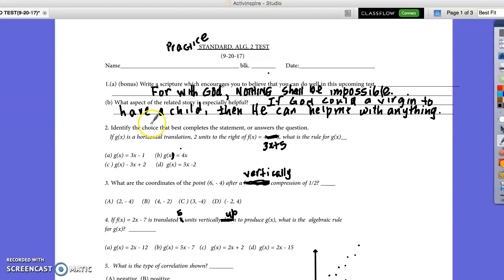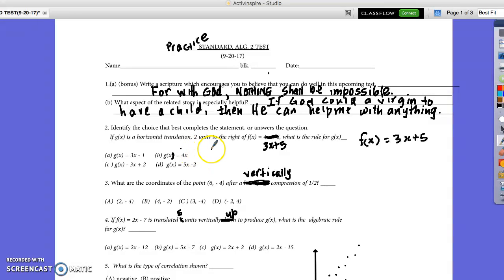Number 2, identify the choice that best completes the statement or answers the question. What is the question? If g of x is a horizontal translation 2 units to the right of f of x, which is equal to 3x plus 5, what is the rule for g of x? So we're given that f of x is 3x plus 5.